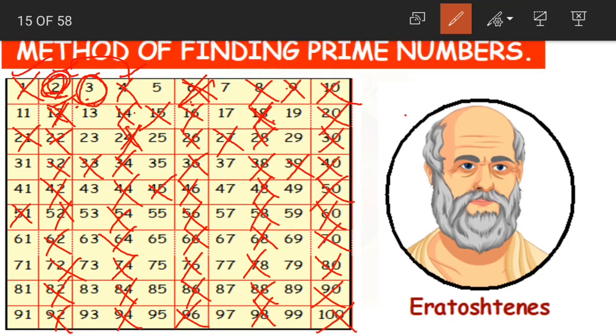And what did we learn about the divisibility rule, children? When we add the digits of a number, if the sum is a multiple of 3, then the number is also a multiple of 3. Now if we take 54 here, 5 plus 4 is equal to 9. So 54 becomes our multiple of 3, crossing out.